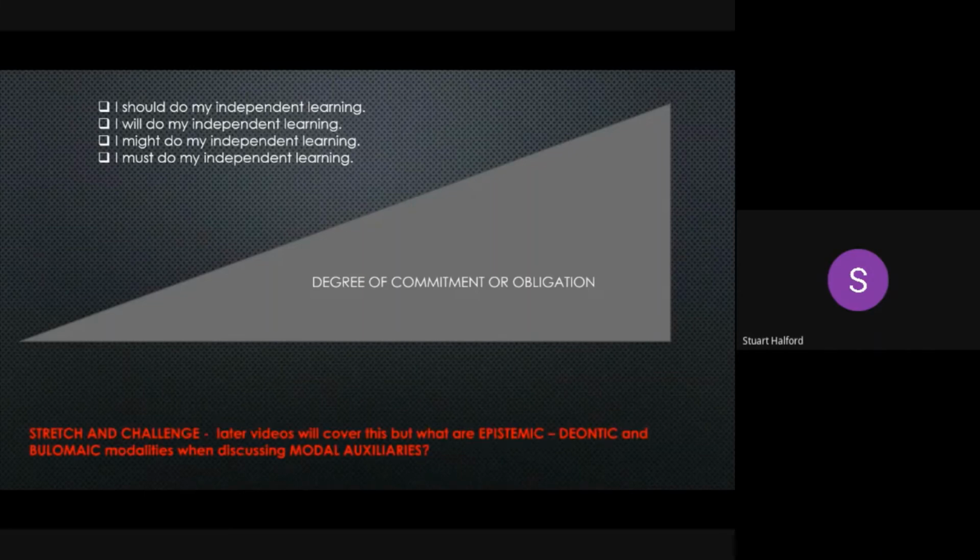If you want a bit of a stretch and challenge, and you can watch later videos when they're available, which will cover this, you could always look up what we mean by epistemic, deontic, and boulomaic modalities when we're dealing with modal auxiliary verbs. This is obviously taking your knowledge of language to a higher level, and your ability to talk about language becomes more detailed and precise, and obviously that will be credited.